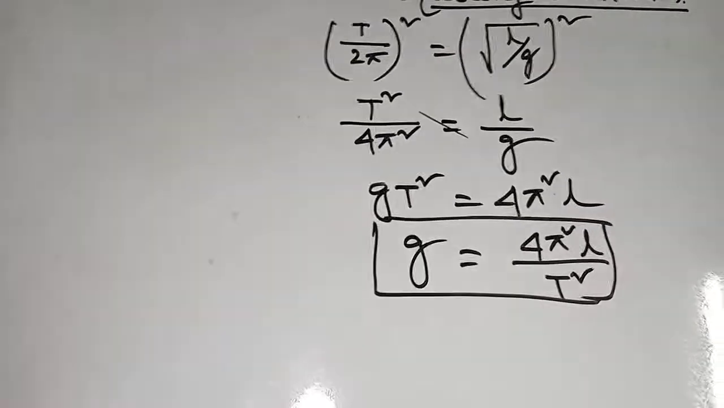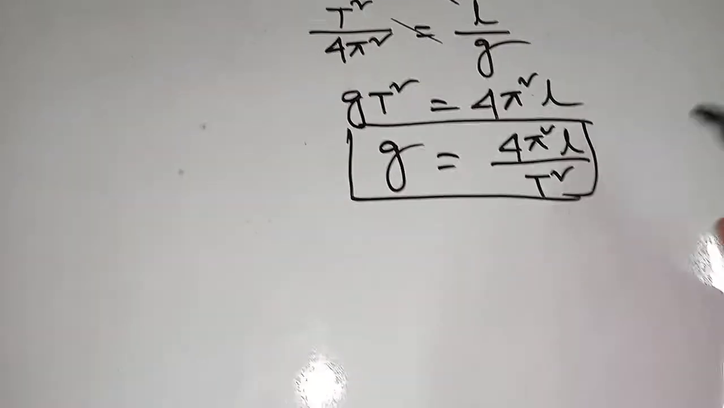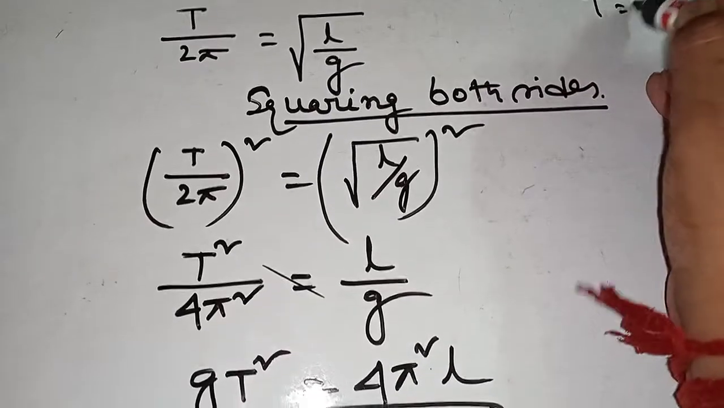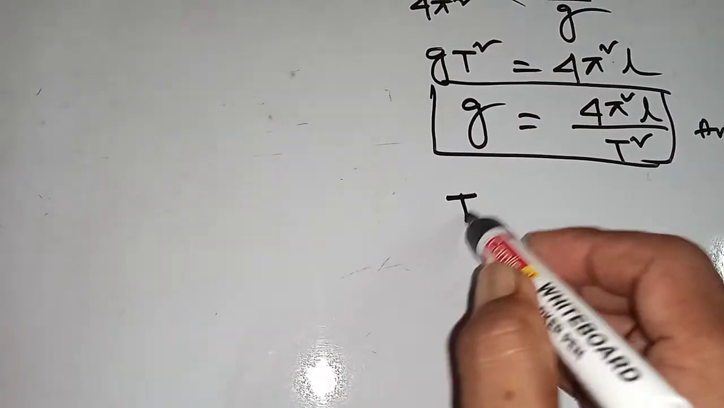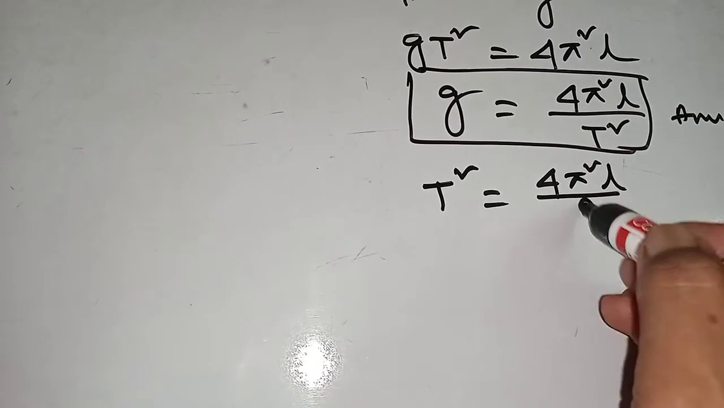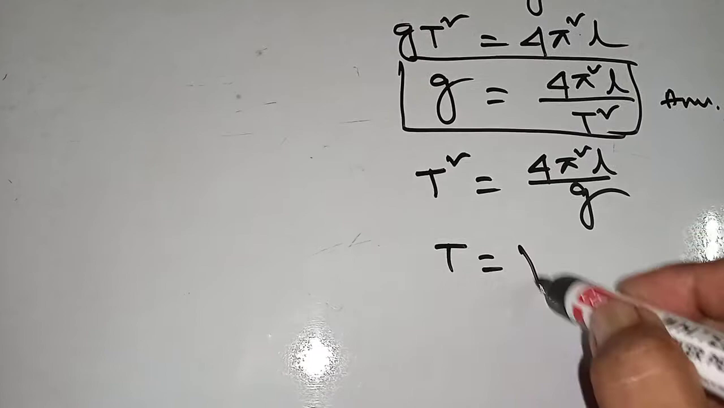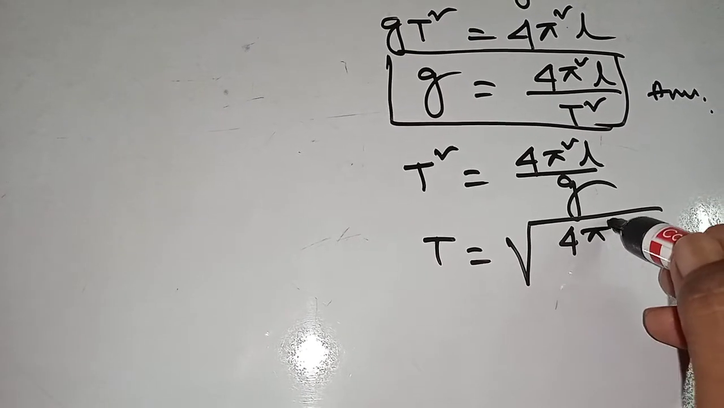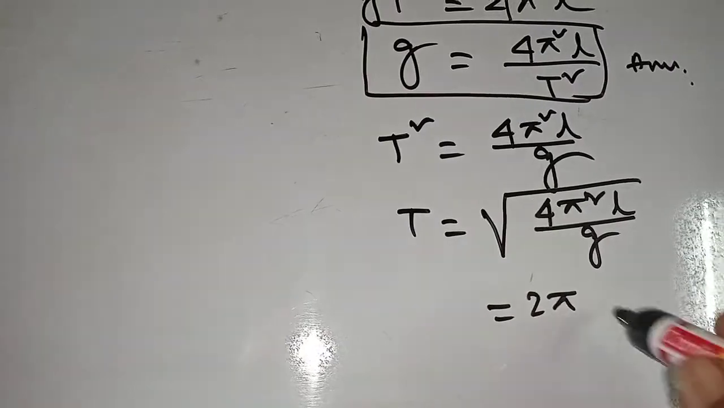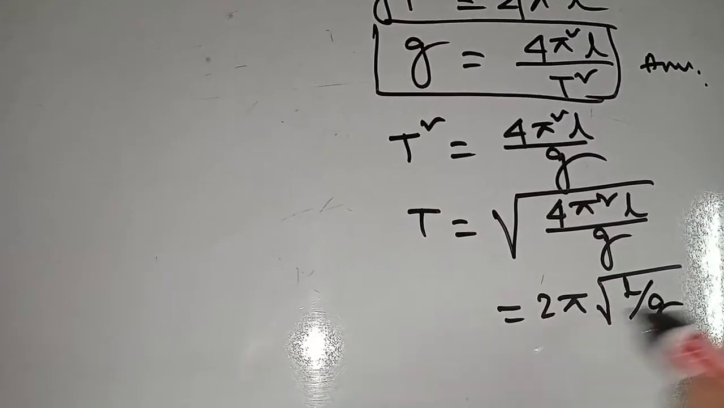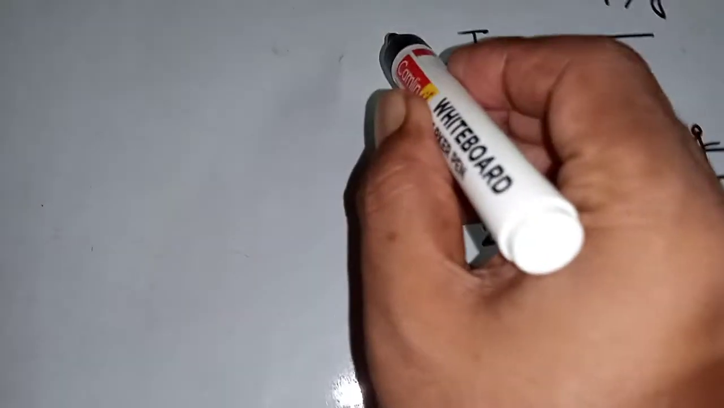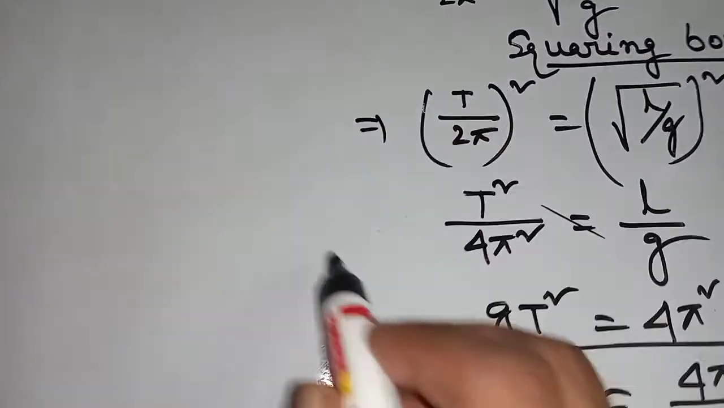Okay. Now if we find the subject of T, then what would be? This is one answer. If it's T, then T square equal to 4 pi square L by G. Then T equal to root over 4 pi square L by G. This one you can write as 2 pi root over L by G. This is the T. This also you can write T equal to 2 pi root over L by G.